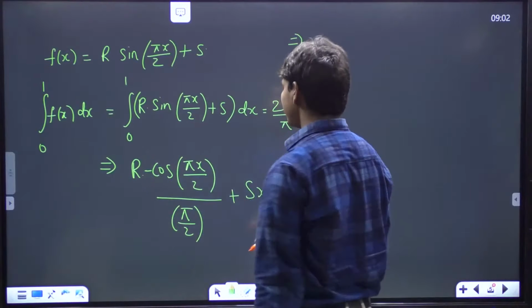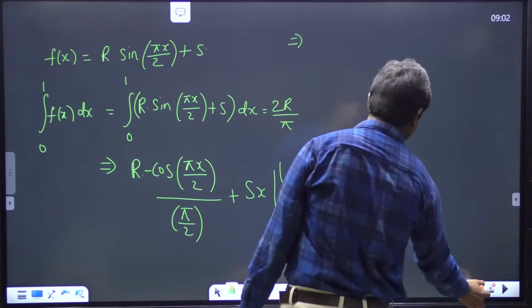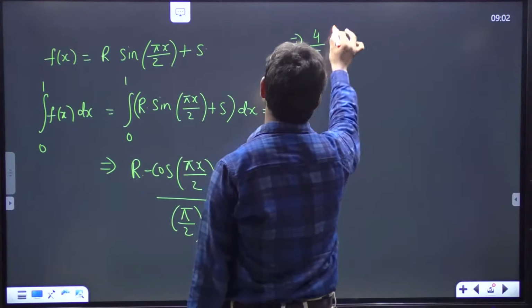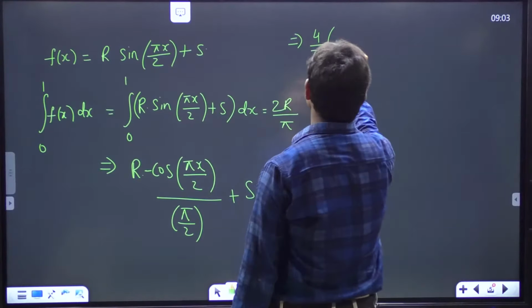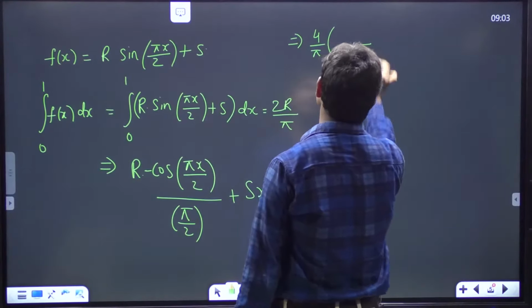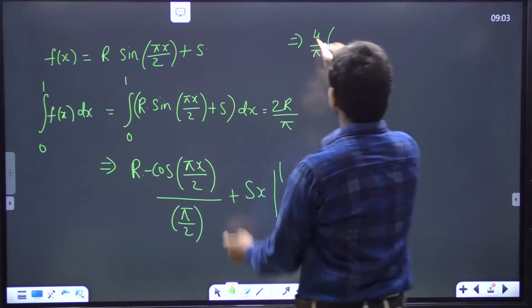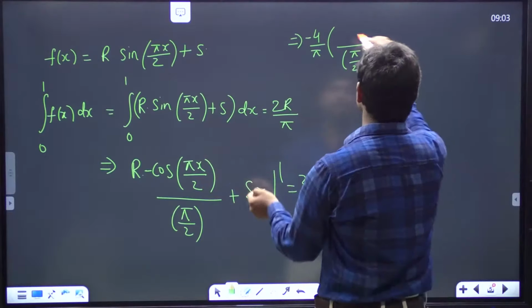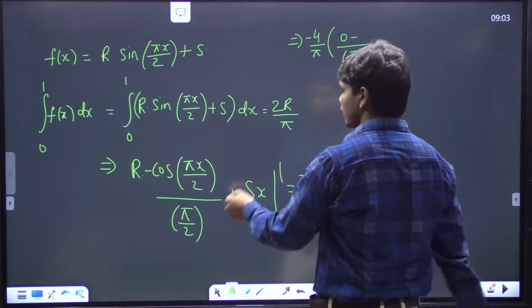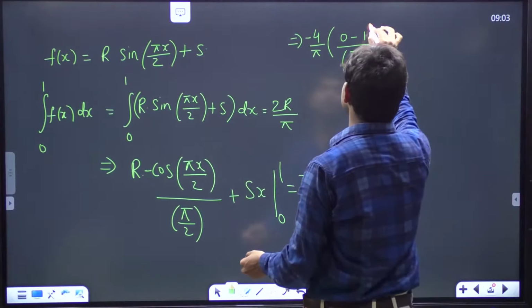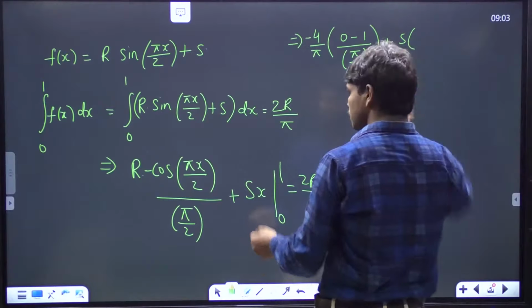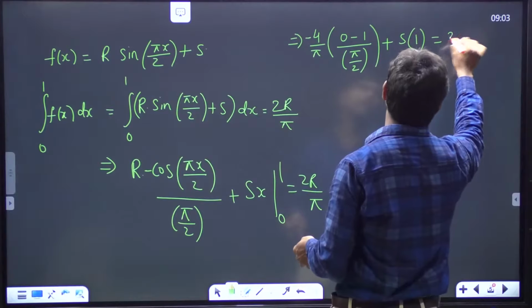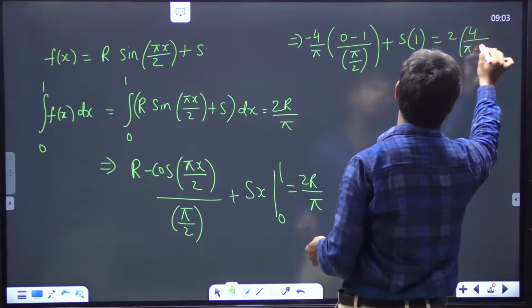What's the value of R that you have? R value is 4 by pi, something we got just now. So 4 by pi into, this pi by 2 is in the denominator, so let us retain this here. Pi by 2 into this minus sign is also here. Now when you substitute 1, this is cos 90, so this is 0. Minus, when you substitute 0, cos 0 is 1. So this is what we have for this term, plus S into, again substituting the limits 1 and 0, 1 minus 0 is 1, is equal to 2R by pi, which is 4 by pi into pi.